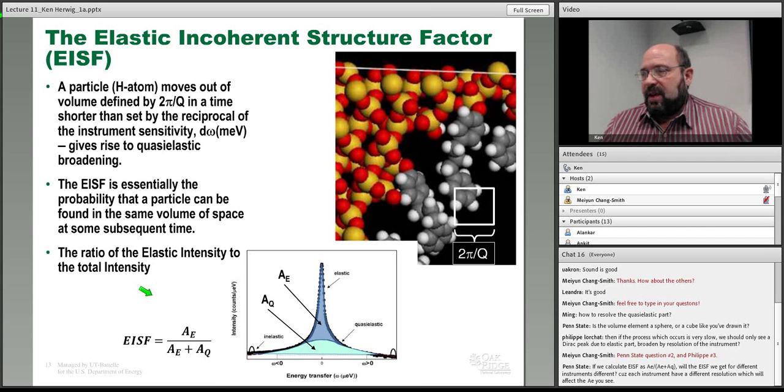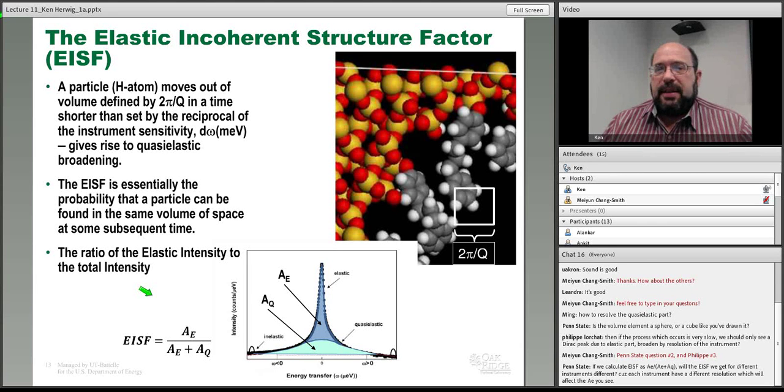From Penn State: if we calculate the EISF as the ratio that I described, will the EISF you get for different instruments be different? You are absolutely correct, and we'll talk about that in just a minute as we talk about the role that an instrument plays in the measurement. Even if you're looking at a single type of motion, different instruments have different resolution functions, which means they're sensitive to that motion at different temperatures, where it may or may not be as broad as you're sensitive to.